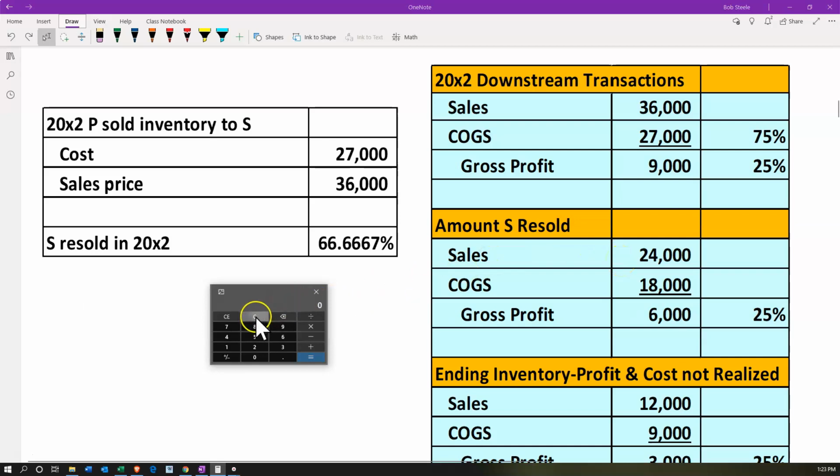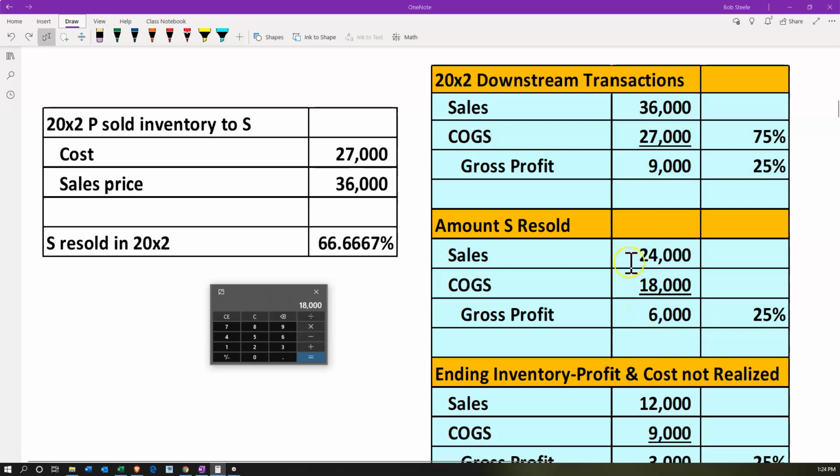And then the cost of goods sold, same thing. We've got the 27,000 times 2 divided by 3, and that's going to give us the 18. And then if I subtract these out, we're going to get the 6. You can also get that 18 by taking the 24,000 times the cost of goods sold percent, the 0.75, and that'll give you the 18. And then we can work these multiple ways, however you want to see it.